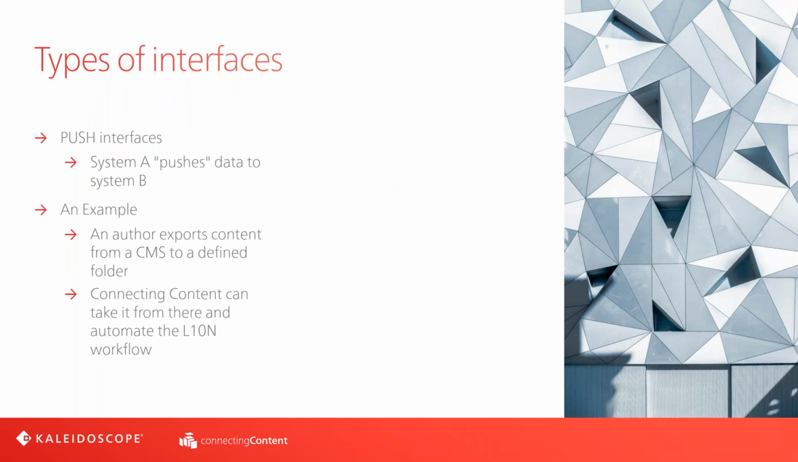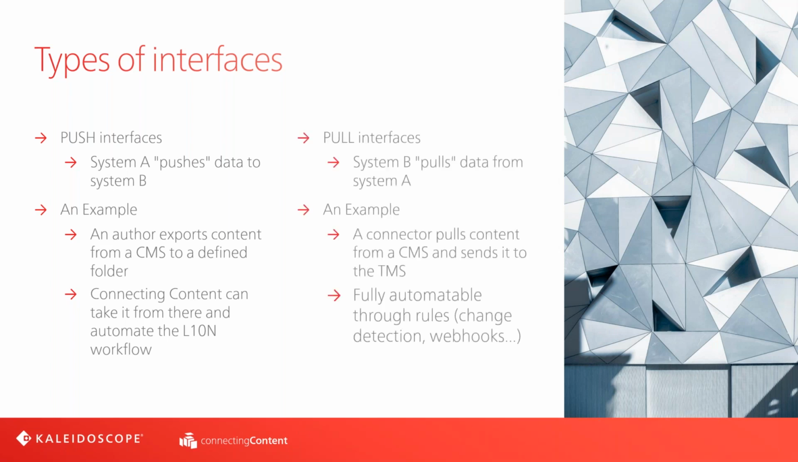There's different types of interfaces when we look at interfaces. On the one hand side, we have push interfaces. That means we have one system that pushes data to the next, and then that system does something with it. So for example, a push interface would be if an author exports content from a content management system, let's say Typo3 or WordPress or something like that, and puts it somewhere. And then we can automate that. So connecting content, for example, can monitor a folder and say, oops, there's a new XML file or new whatever content to be localized. I know what to do with it, or I can read that from the XML file itself. I can push it to the respective translators, give them the deadline, and when it's done, connecting content can push it back to the source system.